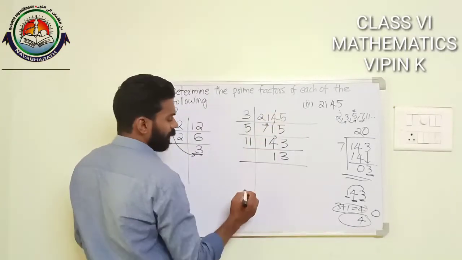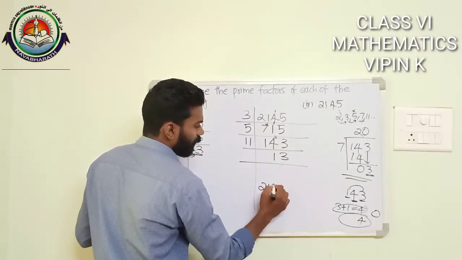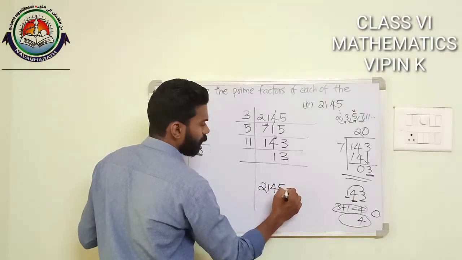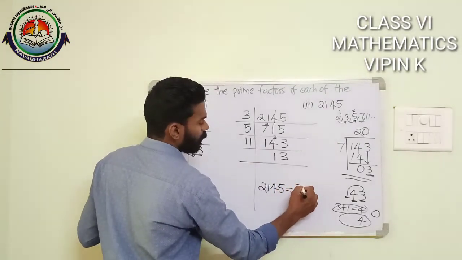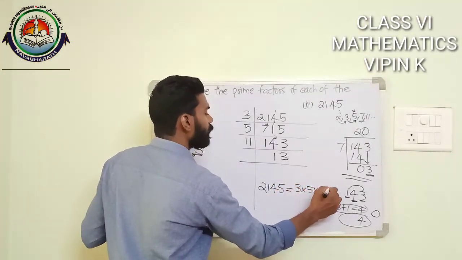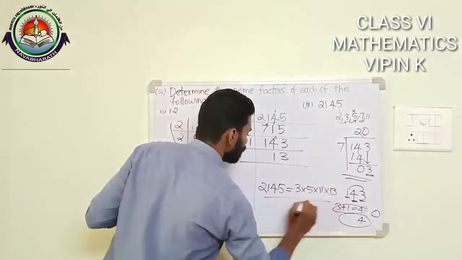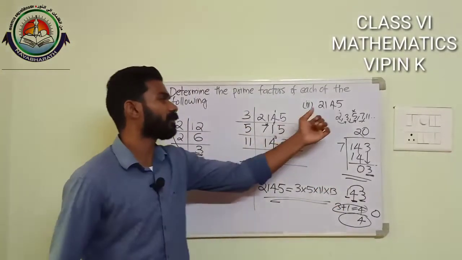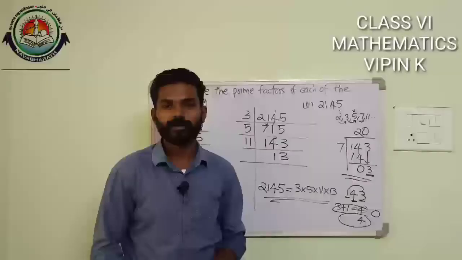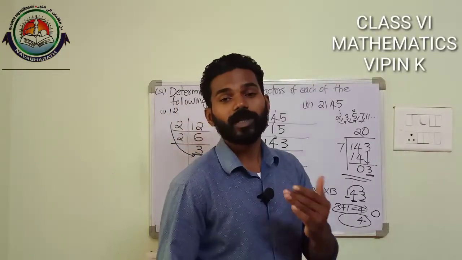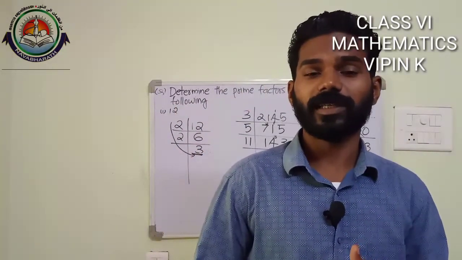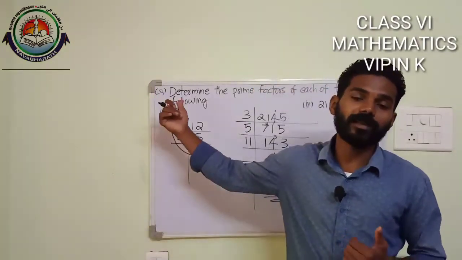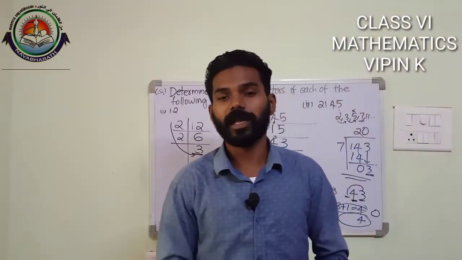And you can write the number 2145 equals 3 into 5 into 11 into 13. This is the prime factorization for the given number. I hope you are clear about how the prime factorization using upside down division method can be done.